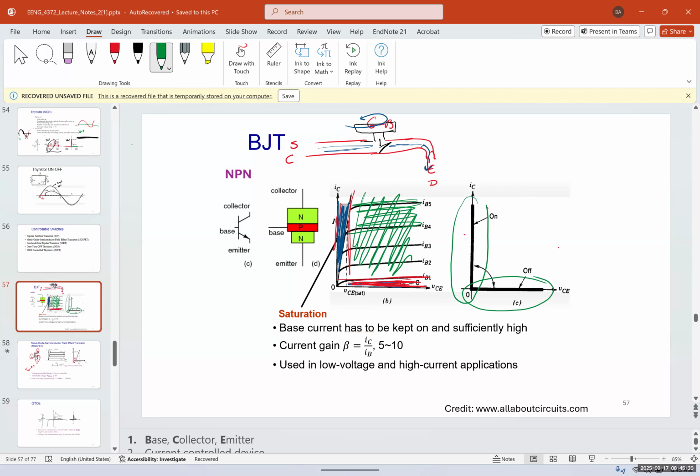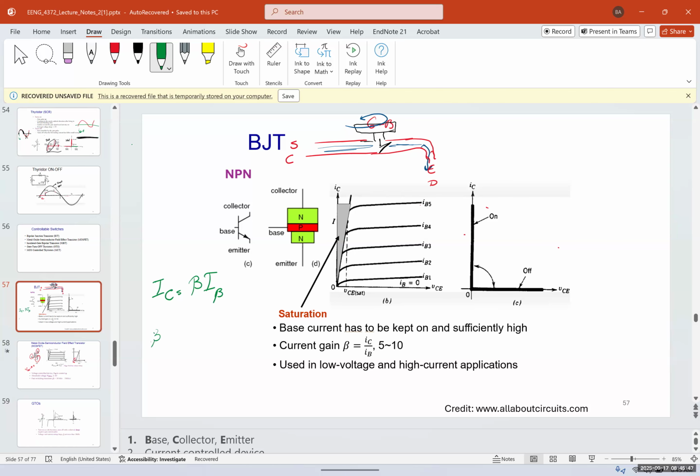When it's in the green region, it's usually used for an amplifier, like a common emitter, common collector, and so on. For a BJT transistor, for example, IC is equal to beta IB. So the beta, which is the important part, is equal to IC over IB.